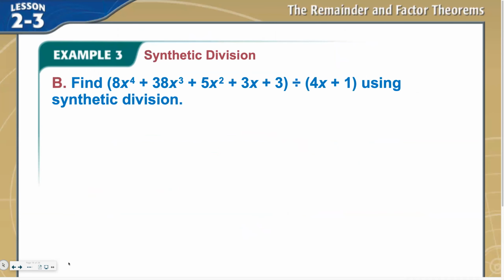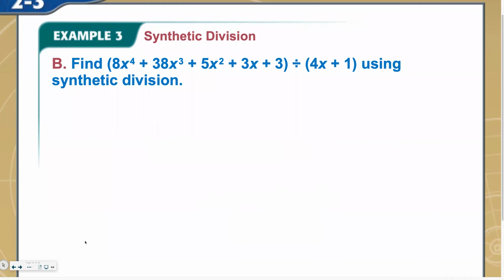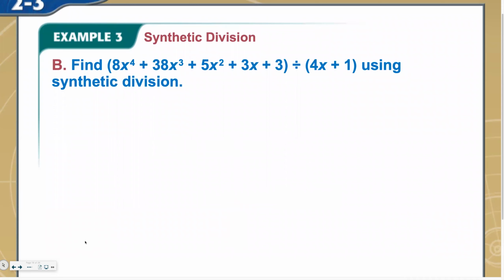Part B. Step 1. What was step 1? Solve d of x equals 0. Okay, so here's my divisor. I'm going to take 4x plus 1 and set that equal to 0 and try to solve that.